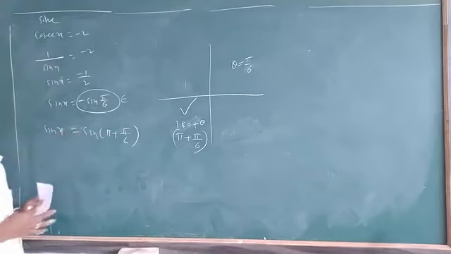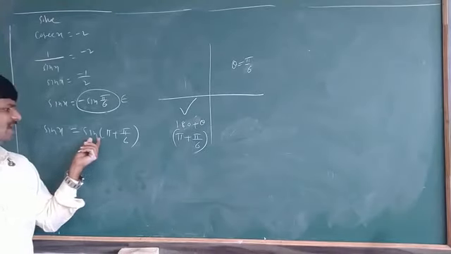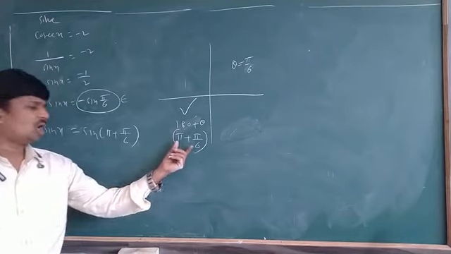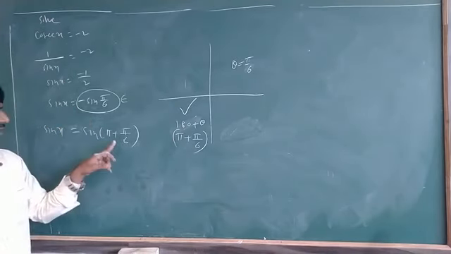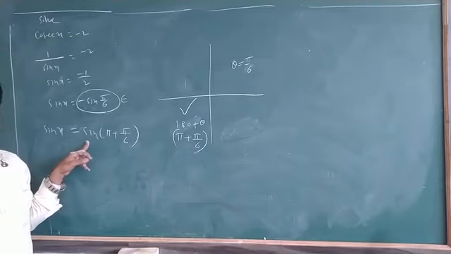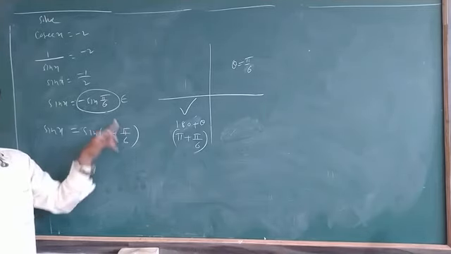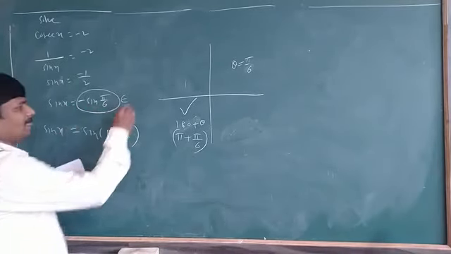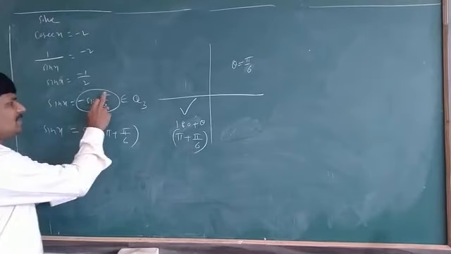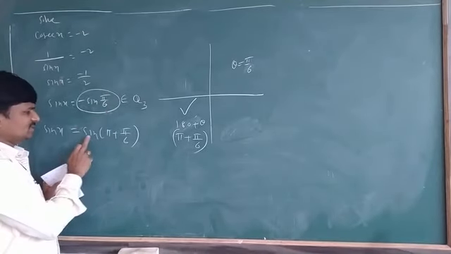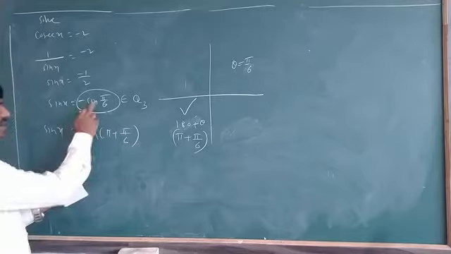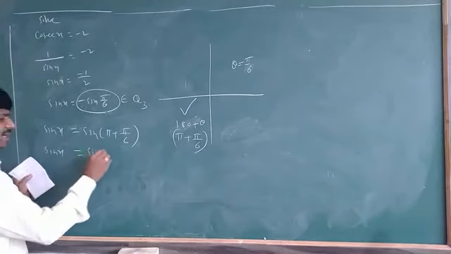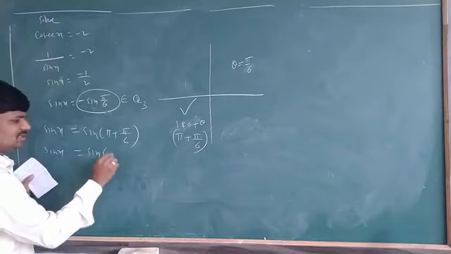Sin x is equal to sin of pi plus pi by 6. Pi plus pi by 6 is in which quadrant? Third quadrant. In the third quadrant sin is negative, so it is minus sin theta, where theta is pi by 6. Understand? So minus sin pi by 6 can be written as sin of pi plus pi by 6. These both values are the same. And next, sin x is equal to sin of 7 pi by 6.